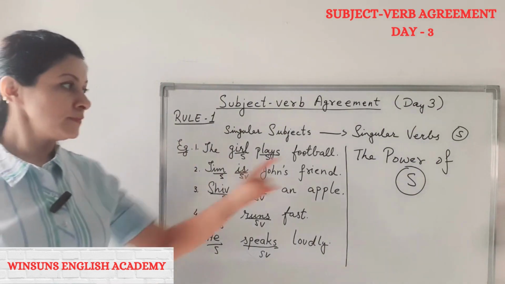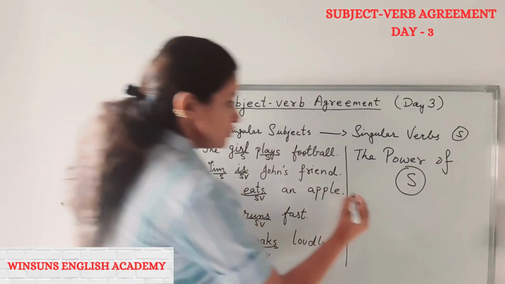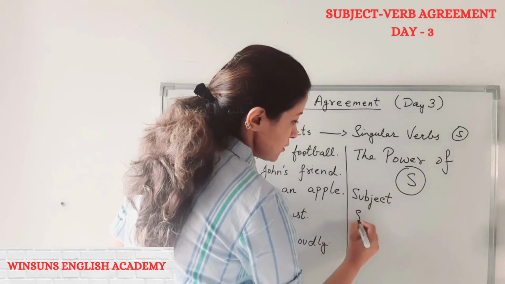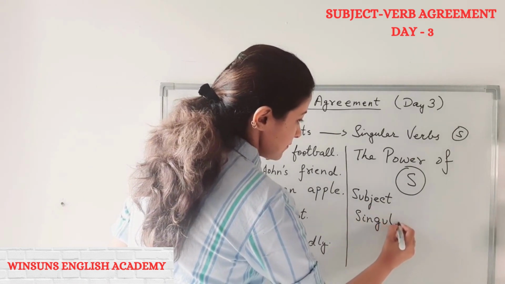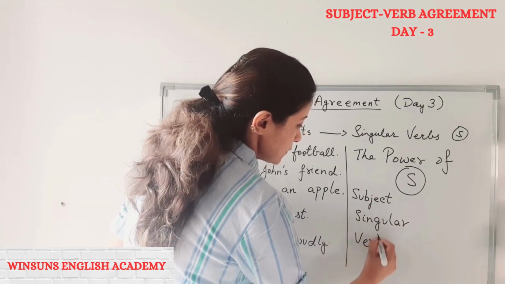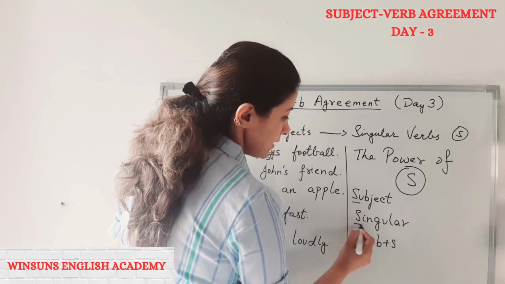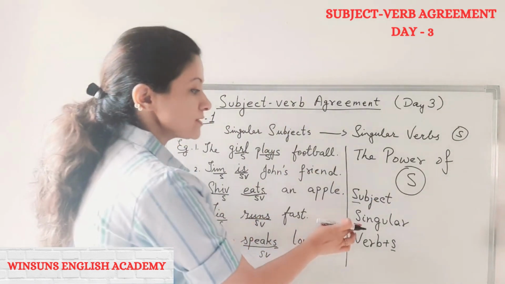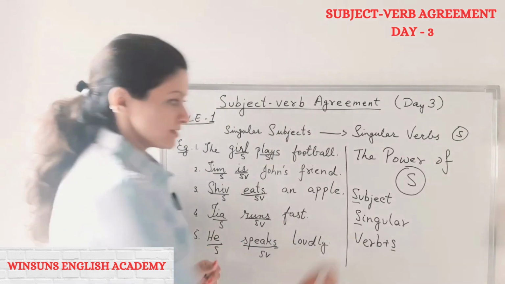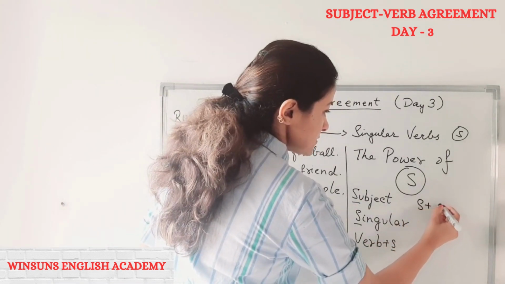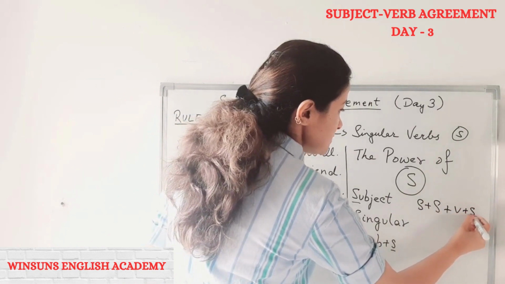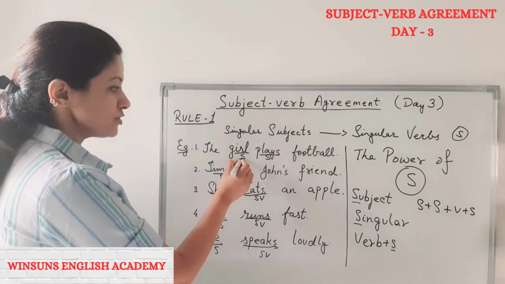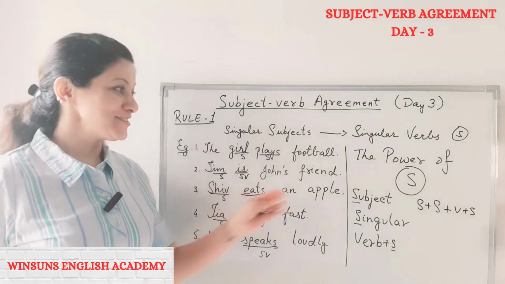When it comes to rule 1, the power of S, what do I mean by that? Notice here, when the subject is singular, we add S in the verb. S, S, S. Easy? So it has to be S everywhere. Whenever it's about the singular forms, we have to add an S. So if the subject is singular, we add V plus S. Simple, right? Just remember S here.